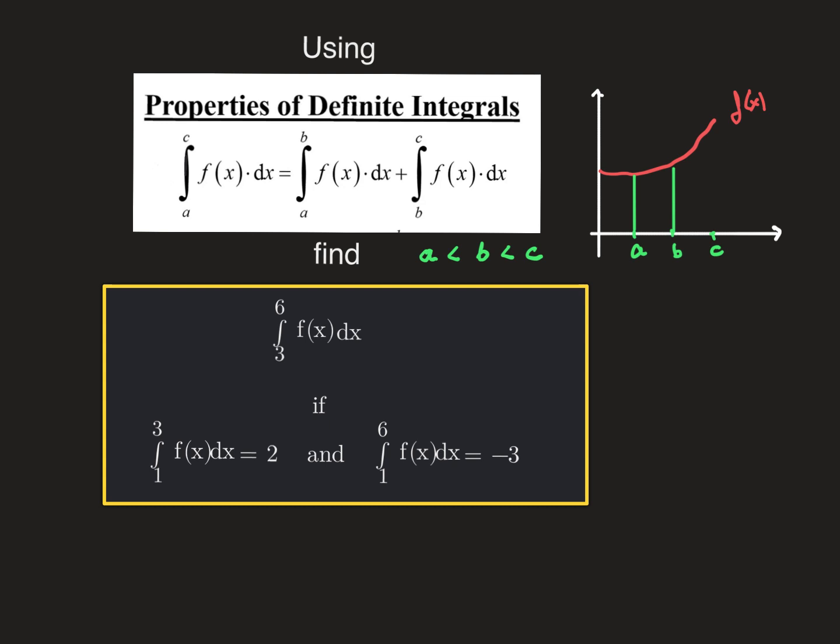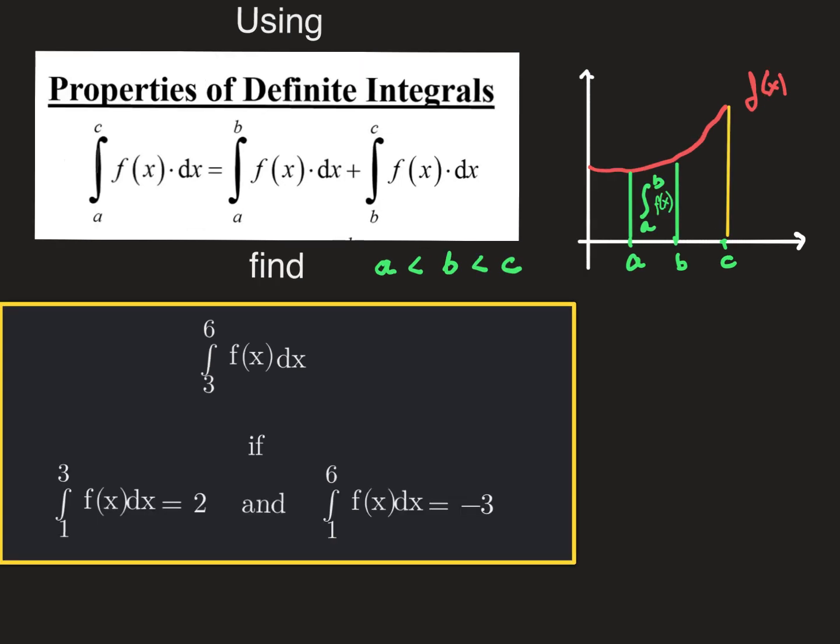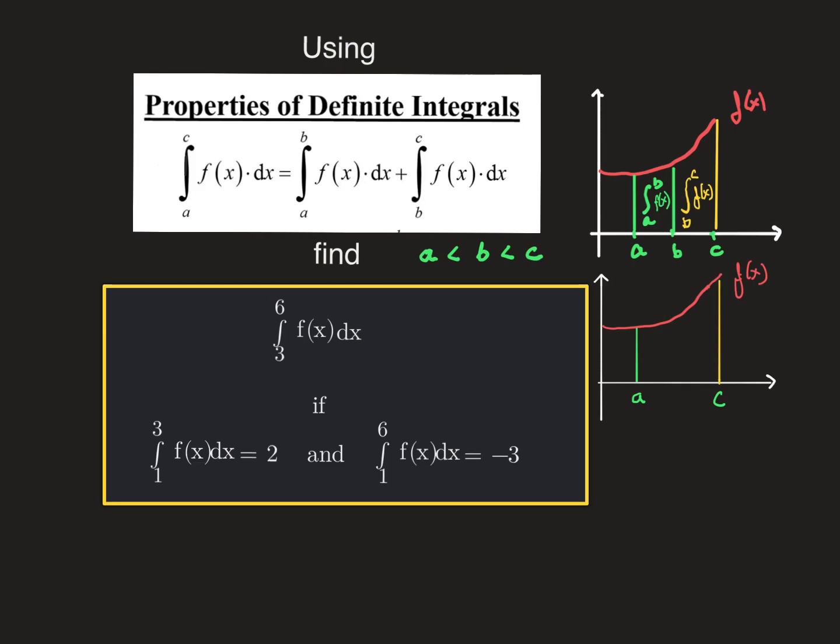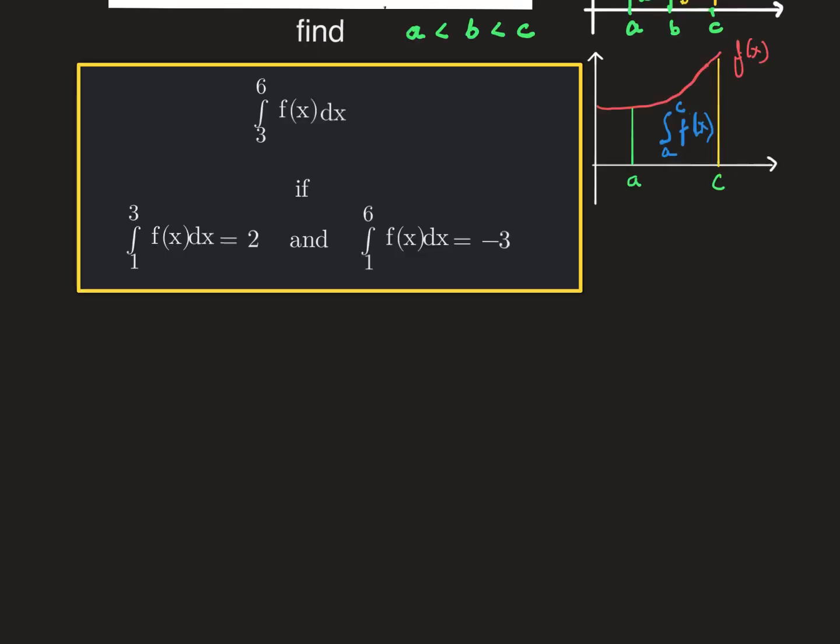then the area between A and B would be defined as the integral from A to B of f(x). And the area between B and C would be defined by the integral from B to C of f(x). And so by definition, I can combine the two areas by saying that this is the integral from A to C of the f(x) function between the function and the x-axis. So let's apply this rule to this problem over here.